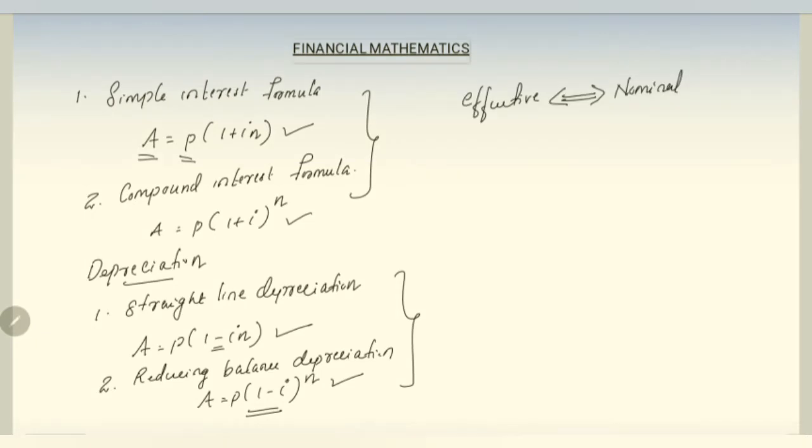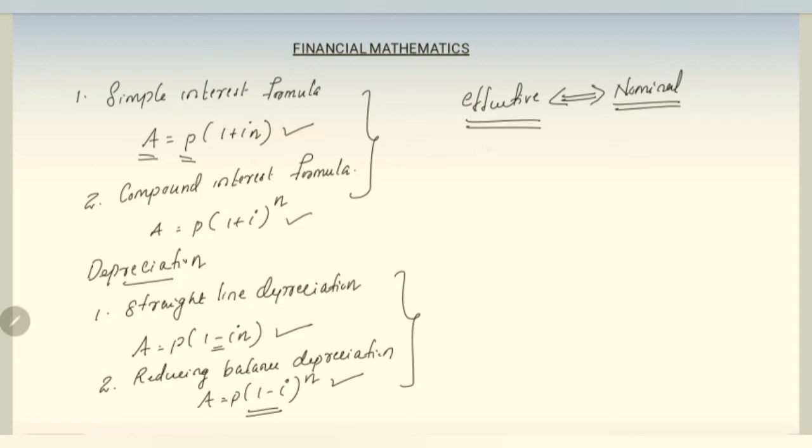When it comes to the interest rate, we have two types of interest rates, that is effective and nominal. Effective means it is applied once in a year, that is effective per annum. But the nominal interest rate, it is applied once in a year, but it can be compounded monthly, quarterly, half yearly. That is nominal. So in the first year, both are the same. That is why we are using this formula for the conversion.